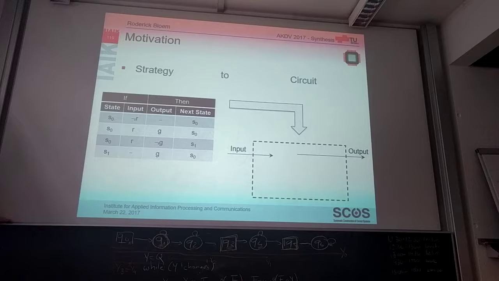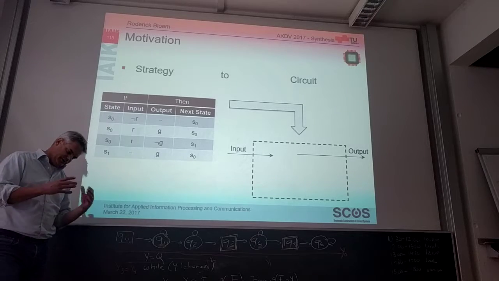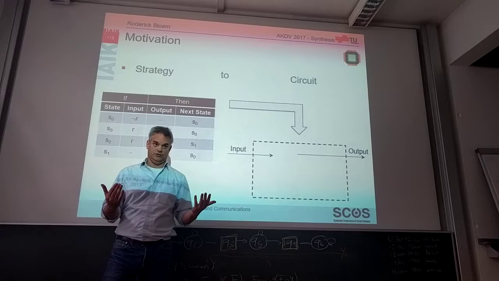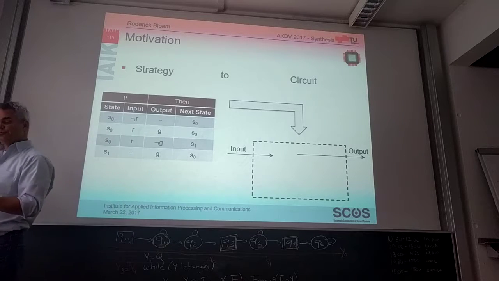So the strategies that we're going to get out of the game solving in general are not deterministic. Let's look at reachability. If you're in one ring, you have to go to the next ring. There may still be some choice on how you do this, and you have to resolve this choice.